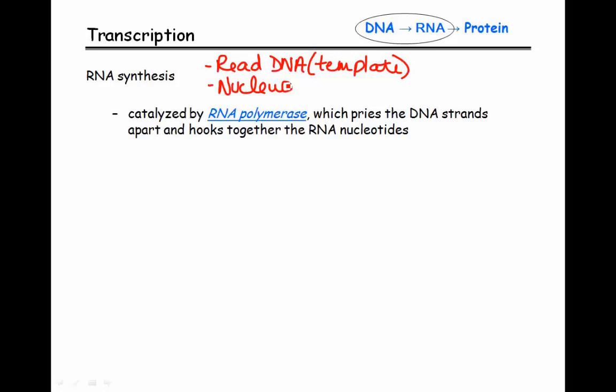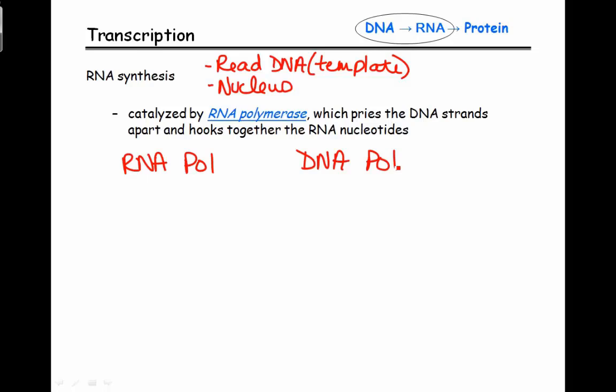It will be able to pry open or split the DNA strands from each other, and it will also be the enzyme that's involved in hooking together, or synthesizing, the new piece of RNA that we're going to make from all of this. Now you do want to go back to chapter 16 and be able to compare and contrast RNA polymerase with DNA polymerase that we looked at in the last chapter. So let's talk about some of the major similarities and differences between the two.